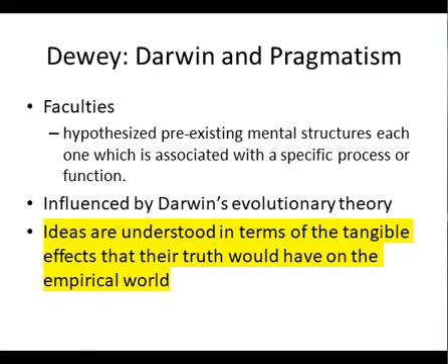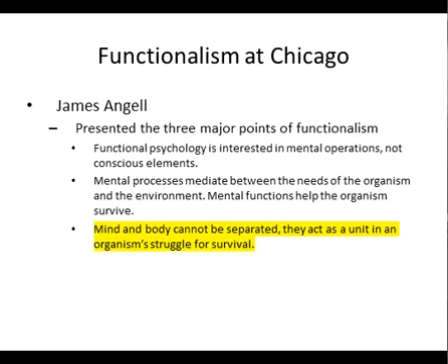So Darwin also mentioned faculties. Faculties hypothesized pre-existing mental structures, each one associated with a specific process or function, and it was influenced by Darwin's evolutionary theory. He basically would state that ideas are understood in terms of tangible effects that their truth would have on the empirical world. Again, the idea that drives this perspective is the outcome. Tangible effects, okay? And that's going to be having some sort of truth would have on the empirical world. So the tangible effects in the real world was a key driving factor. That's what the functionalists were looking for.